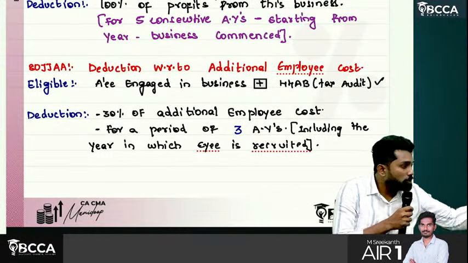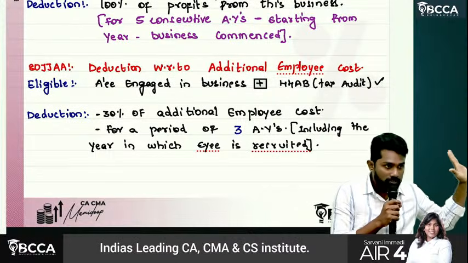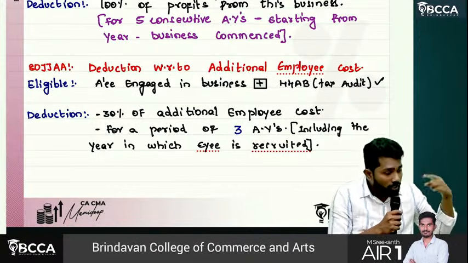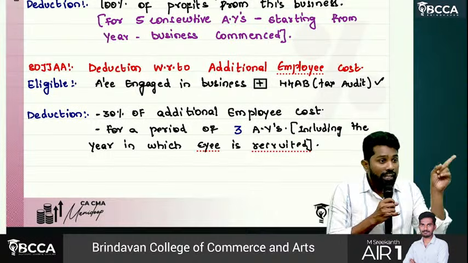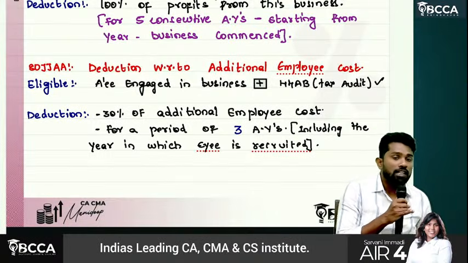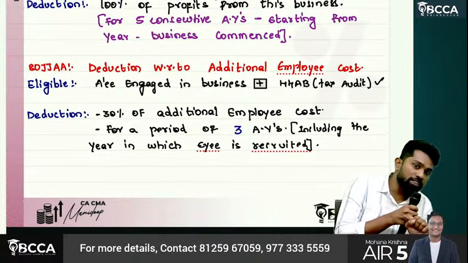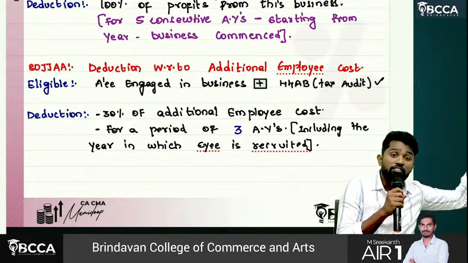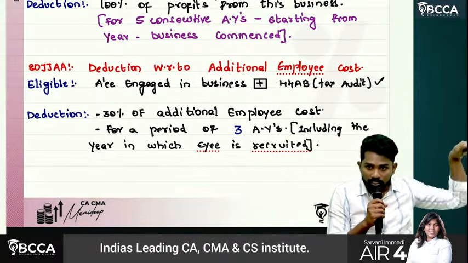Let's say, sir, I recruited one employee. His salary is 12 lakhs. Now actually I'll claim expense as how much? 12 lakhs. But what they are saying is, not only this 12 lakhs, extra 12 lakhs into 30%, another 3,60,000, I can claim as deduction in the first year. So for 12 lakhs expense, I am claiming 15,60,000 as deduction.